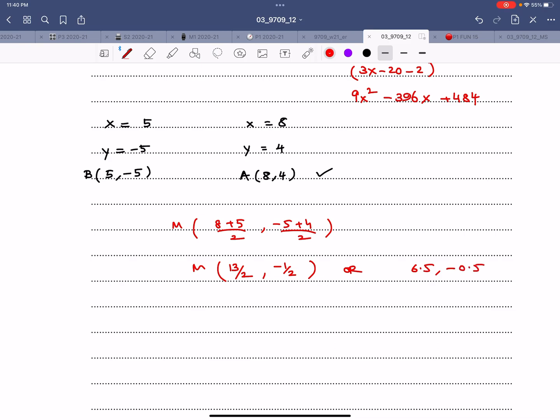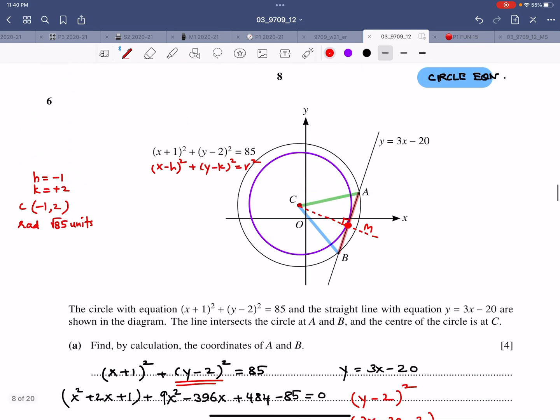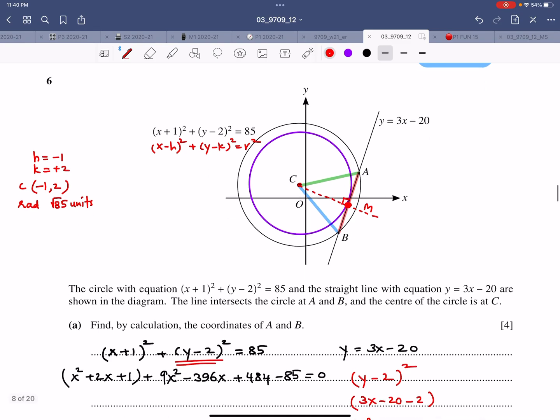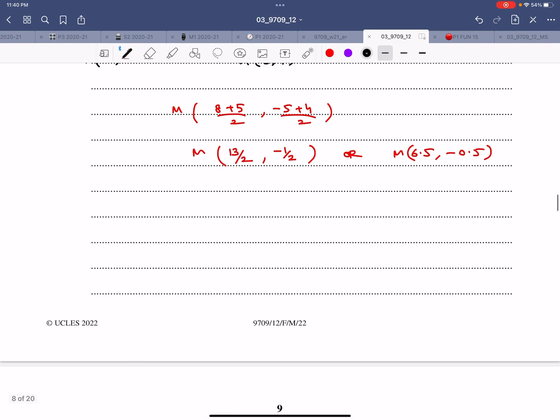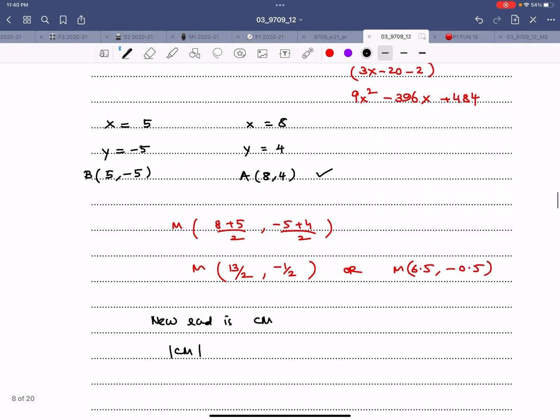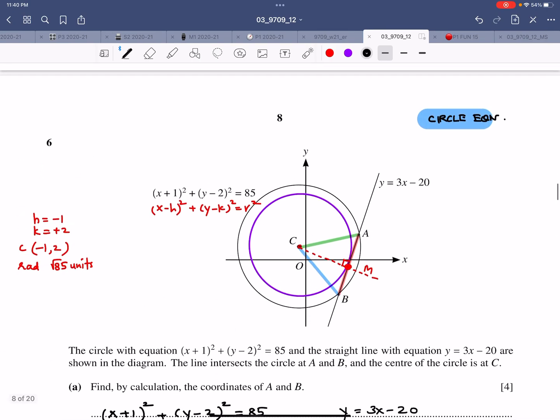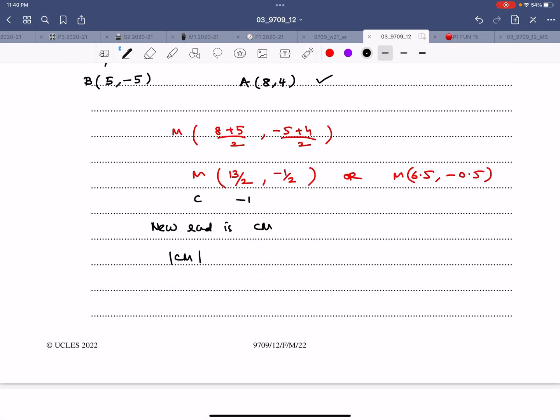Got the idea? So a little bit of diagram, out of the box thinking is needed. For this new circle, the center is the same, but the new radius is CM. So calculate CM. What is C? C is minus 1 comma 2. So therefore 6.5 minus 1, 6.5 plus 1 whole square, and negative 0.5 minus 2 whole square, under root.